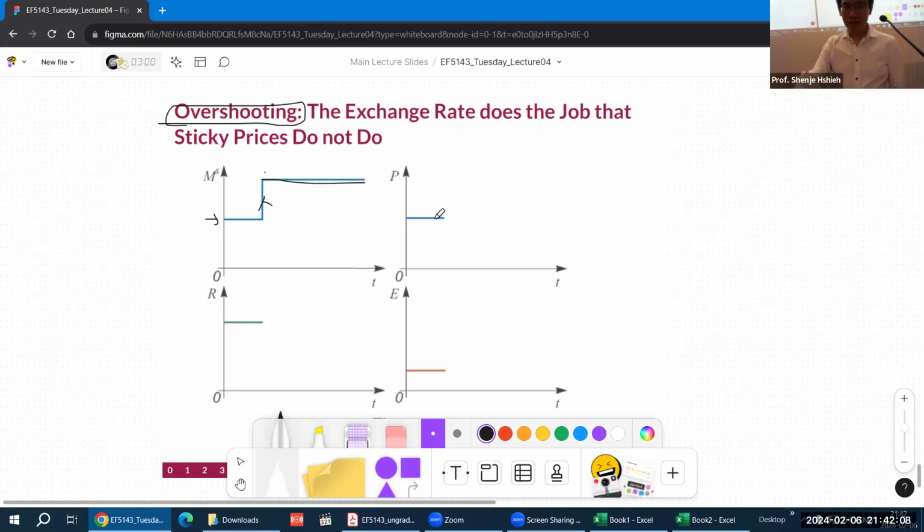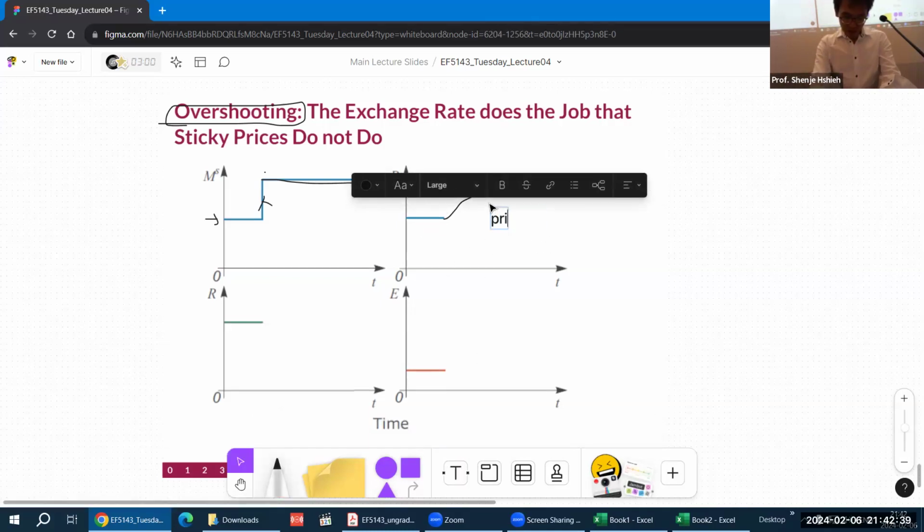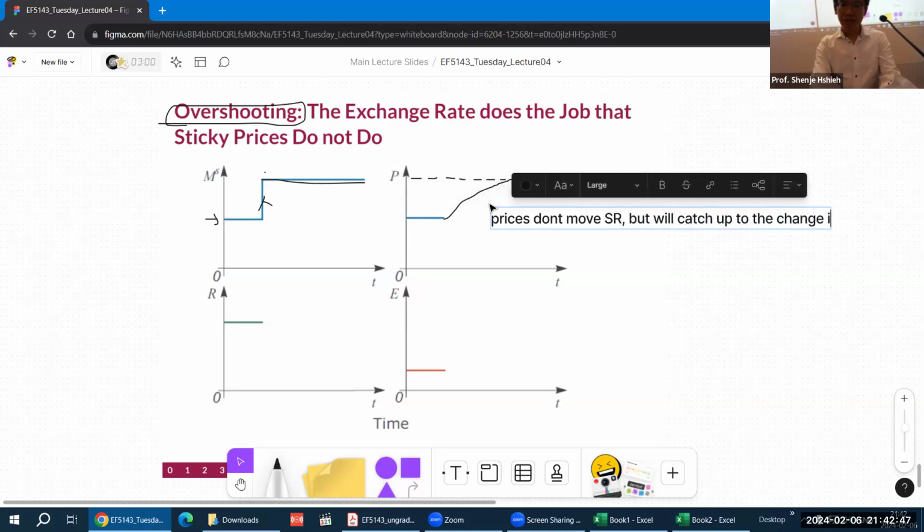So what we should see is sticky prices for a while, but then slowly responding to the change in money supply, right? So let's just suppose that this is like the proper money supply proportional change, then it won't react immediately. That's what sticky prices mean. Eventually, in the long run, prices will catch up to the change in money supply. So there's a drift. Prices don't move in the short run, but will catch up to the change in MS.